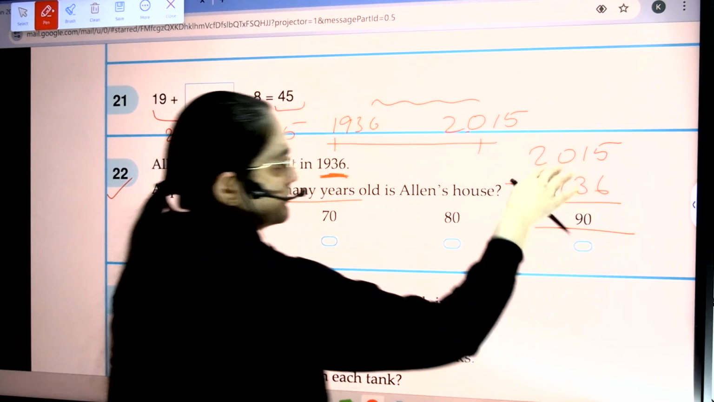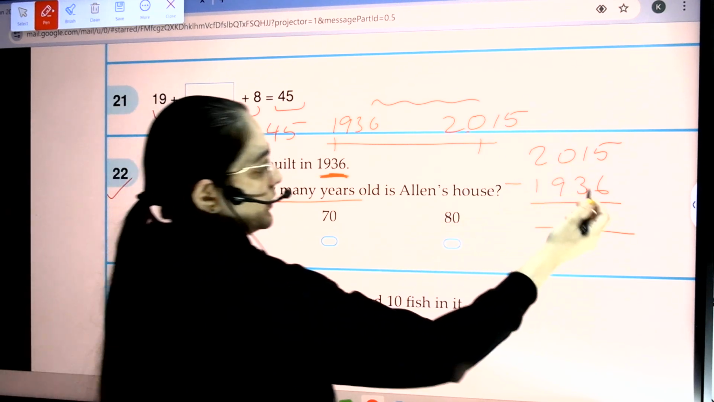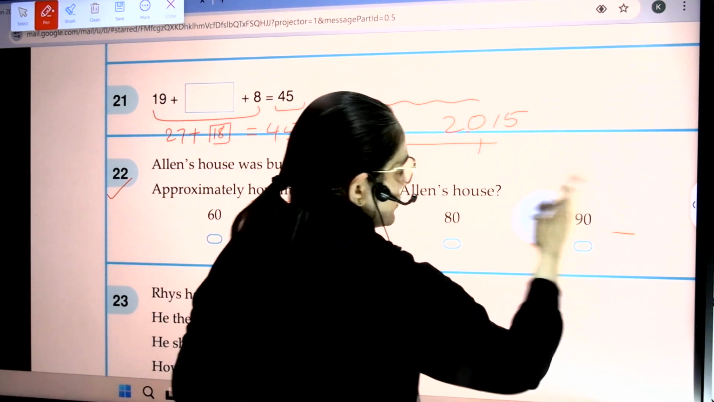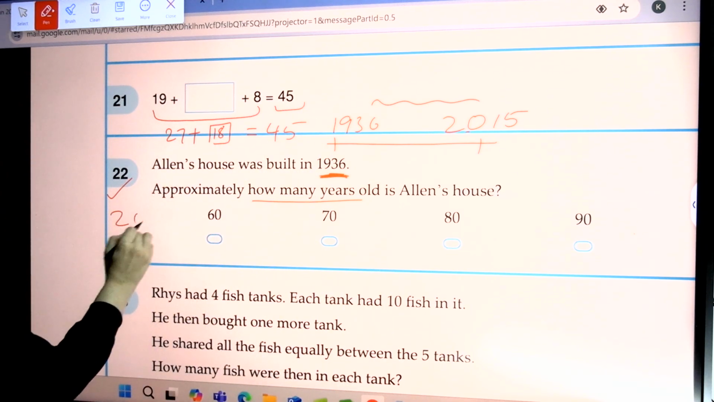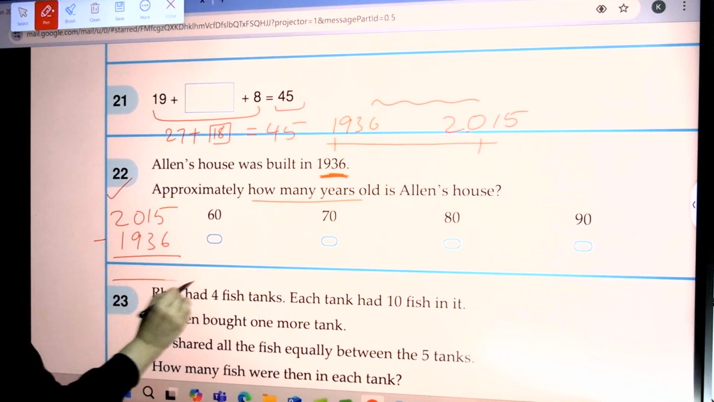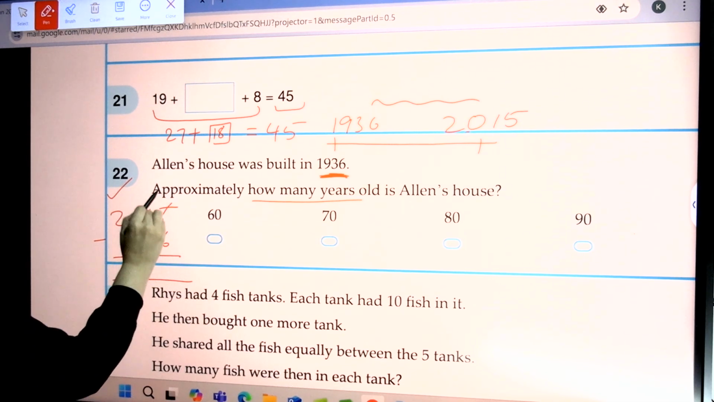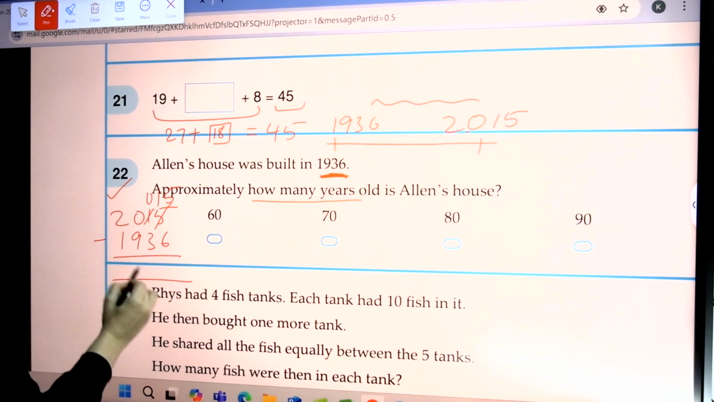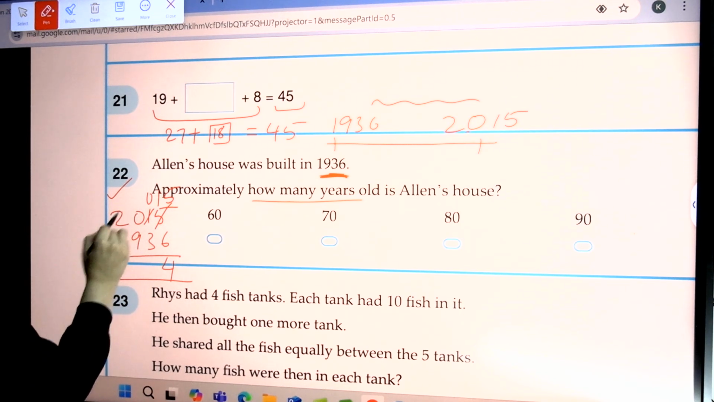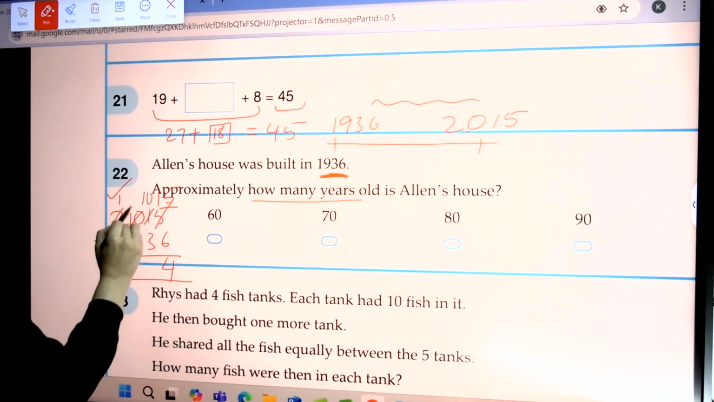So you should be subtracting these two. I should actually do it below. If I write here 2015 take away 1936, how do you subtract these two numbers? 5 is less than 6, so borrow, that's 15. This is 0. 15 take away 6 is 4. 0 is still less than 3, so I should be borrowing from here. This is 10. Then I am borrowing again, so this is 9.